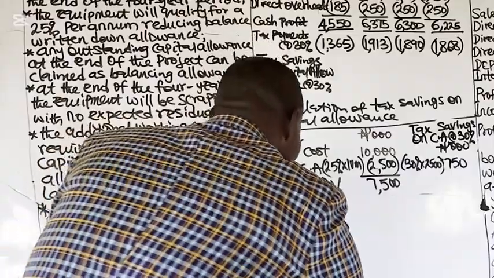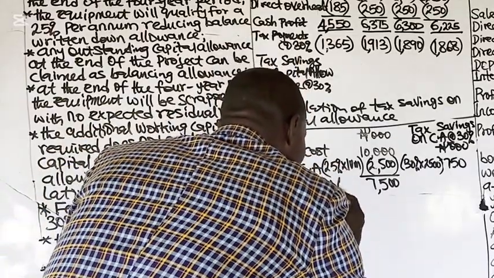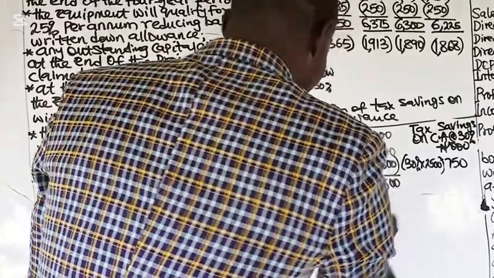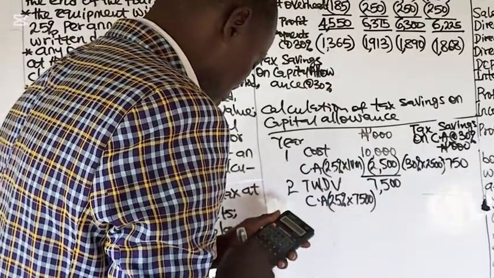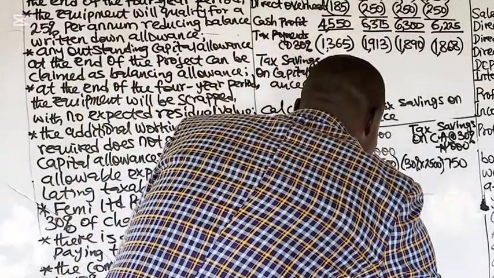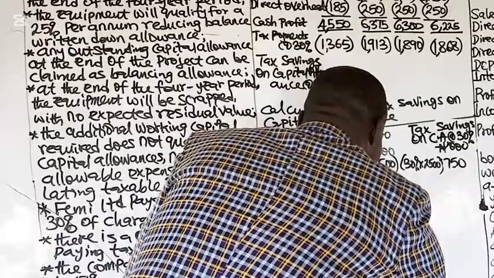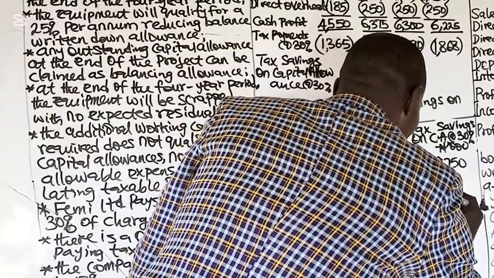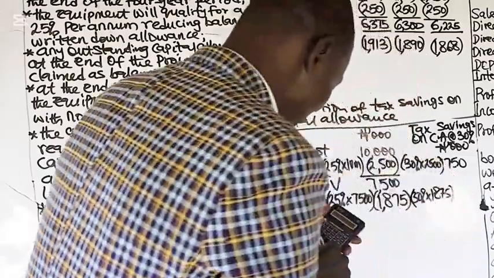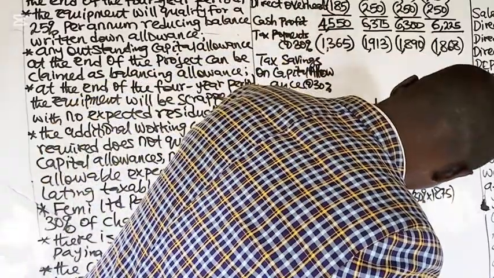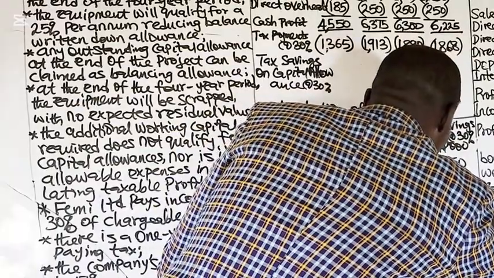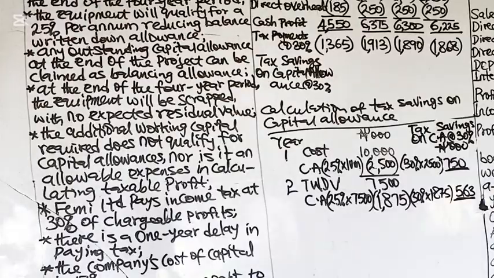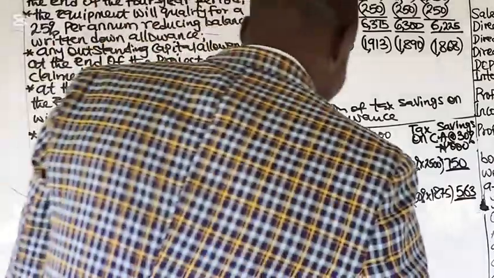So, in the second year, the capital allowance will be 25% of 7.5 million. That gives us 1875, that is 1,875,000. That is the capital allowance for the year. If you calculate tax on that, that is 30% of 1875, which gives us approximately 563. That is the tax savings on capital allowance for the second assessment year.